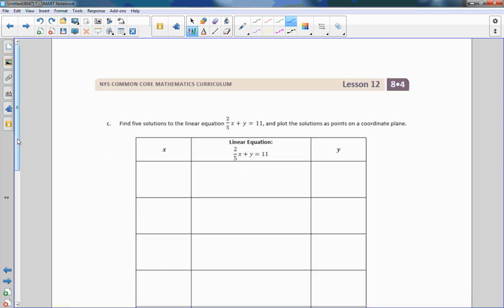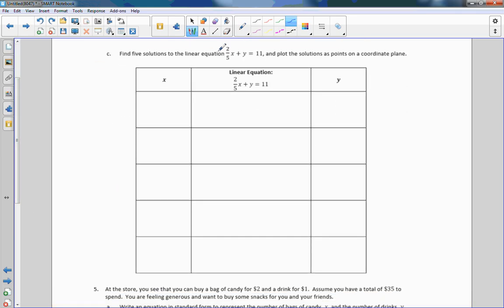All right, part C. Here we go. There it is. 2/5 x plus y equals 11. So I'm going to choose a value. I can always start with 0. I always like starting with 0 because 2/5 times 0 is 0. So if I have 2/5 times 0 plus y equals 11, then I get 0 plus y equals 11, so therefore y equals 11. So there's my first point.